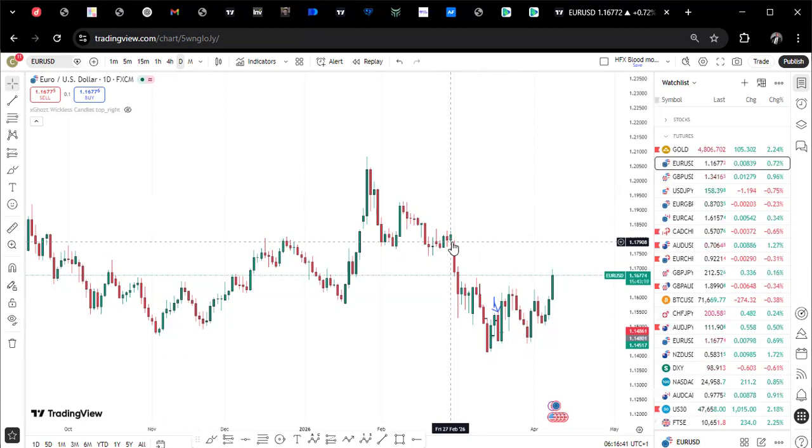Now, let's use this analogy. The price, this is the price. The price is like the car.